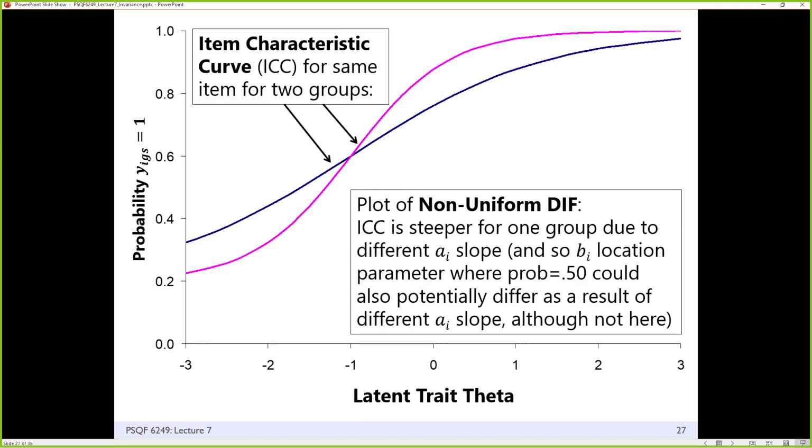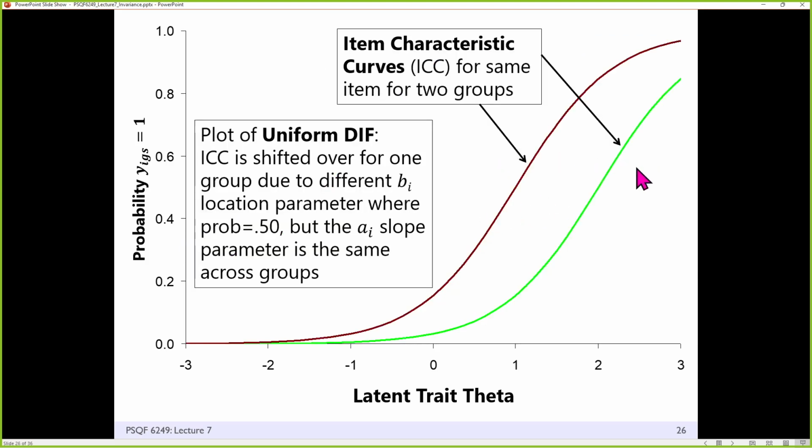So same ideas. If the slopes are different, that means the item is less related to the trait in one group than the other. If the B parameters are different, that means that the item is easier or more difficult in one group than the other. Easier to endorse if it's not an achievement type of item. Okay, with me so far?